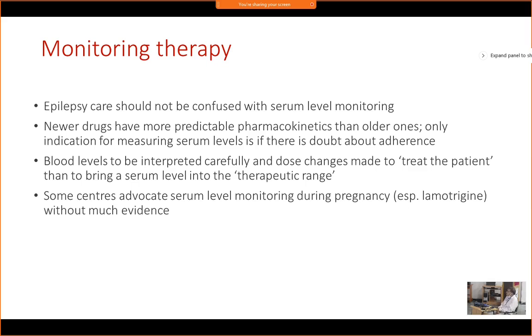Some hospitals would advocate serum level monitoring during pregnancy, especially for a drug like lamotrigine. Although that does not have much evidence, these are some of the higher centers. Under those circumstances, you may switch over to a drug which is old, time-tested, and without much side effects like phenobarbital, if you are much worried about the side effects of a particular drug.